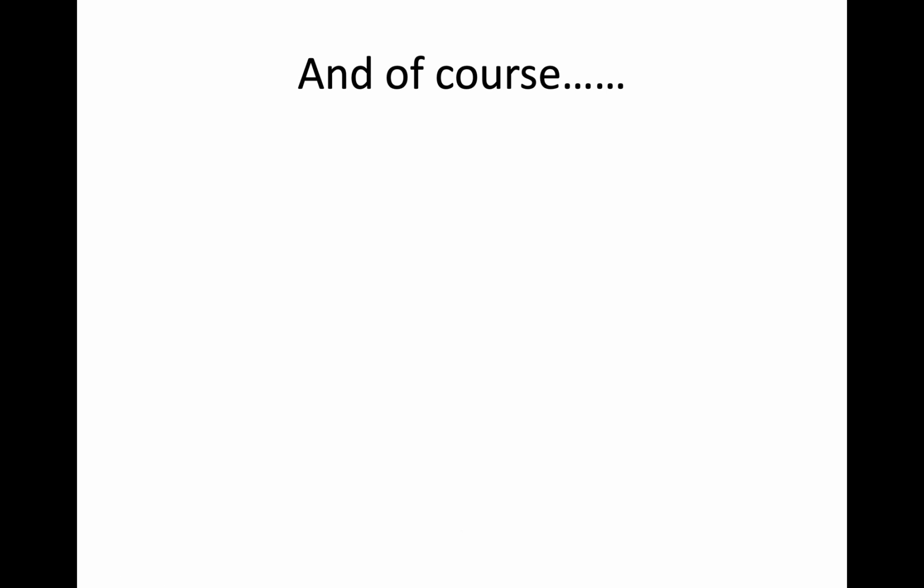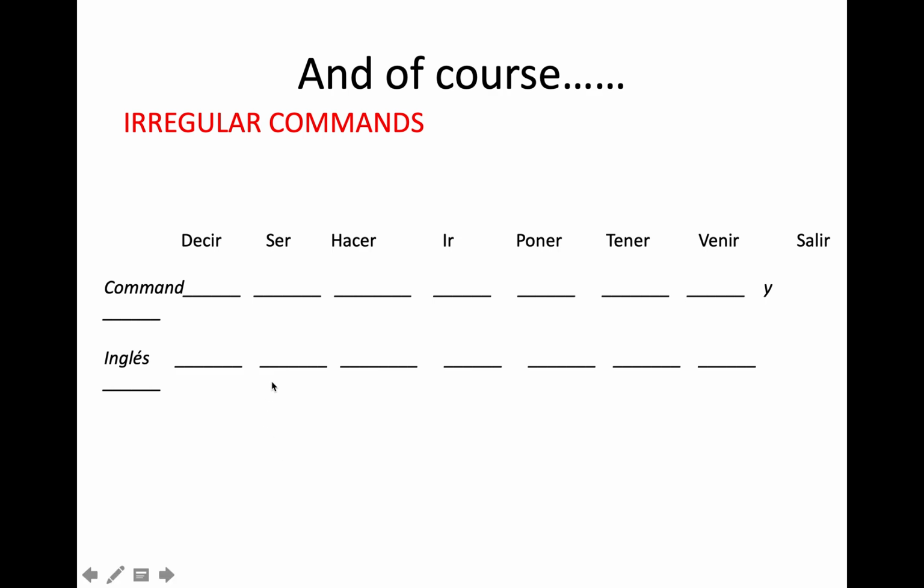And then, of course, there are some irregulars. So let me talk about these. All right, there are only these 8 irregular verb command forms. Decir, to say or to tell, ser, to be, hacer, to do or to make, ir, to go, poner, to put, tener, to have, venir, to come, and salir, to leave.